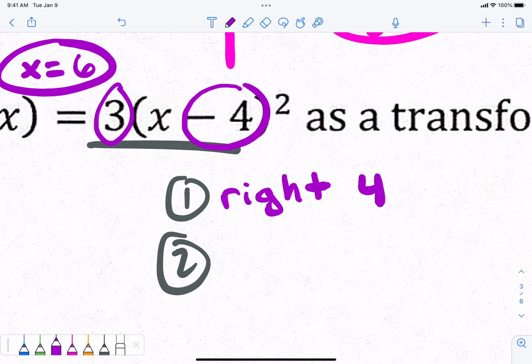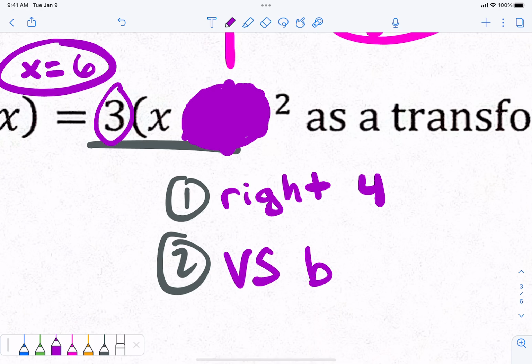I don't know. There's no Z. There kind of is, but pretend that your 4 is already gone now. Okay, so now that we've done the right 4, now we have 3x squared. What's the 3 doing? Stretch. Yeah, vertical stretch by 3.